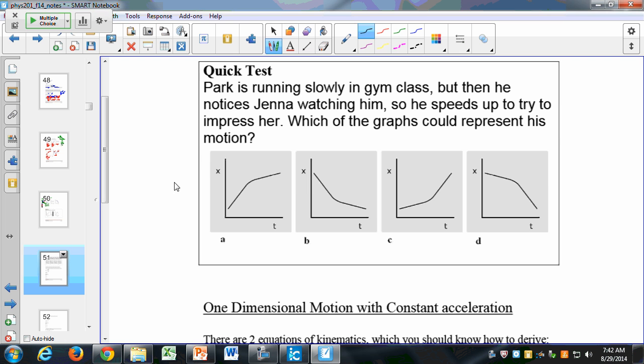Alright, Park is running slowly in gym class, but then he notices Jenna watching him, so he speeds up to try to impress her. Which of these graphs would represent his motion, or could represent his motion? He runs slowly first, and then he speeds up.